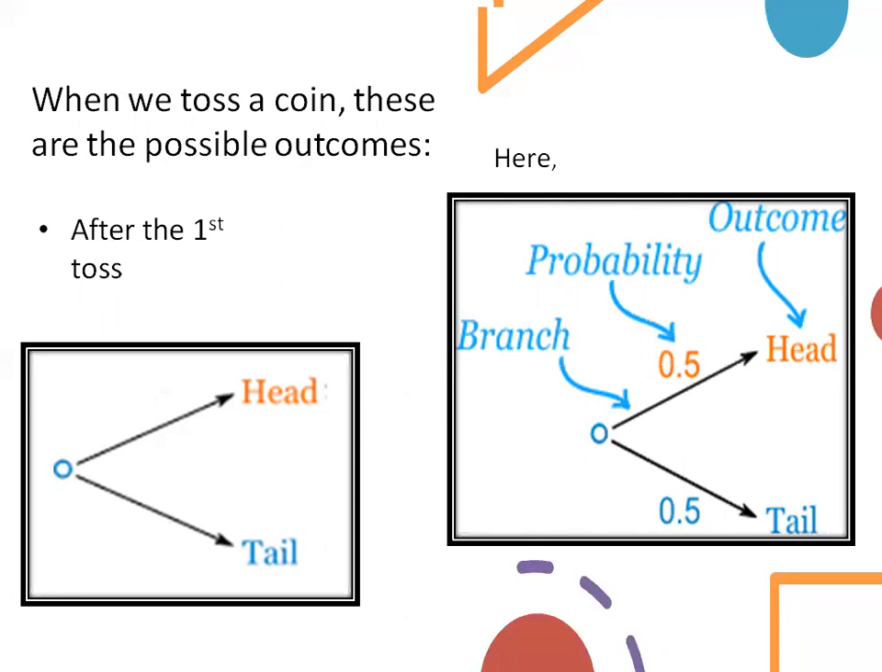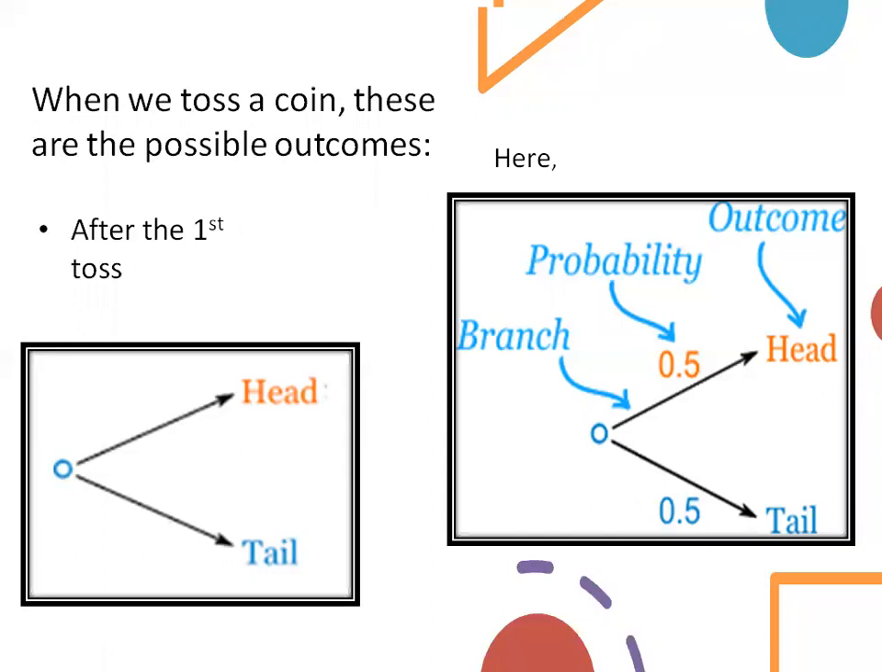Here, this head and tail, as I've already told you, are the outcomes. And this black line is termed as the branch. The probability value of getting a head and a tail is written on the branch of the tree diagram. We have earlier calculated the probability value of getting a head, which is 0.5. You can refer to the earlier video for this.